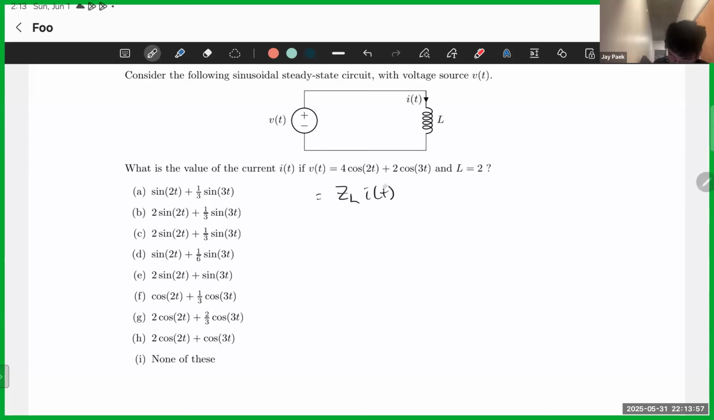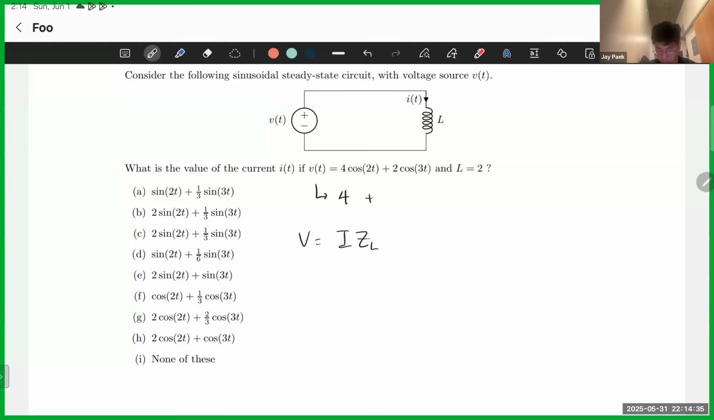Or more so like by, sorry. And let's convert the voltages. Let's convert the input signal into a phasor form. There's 4 cosine of 2t, so it's e to the jt. Sorry, just 4. I believe it's literally just 4. Yeah. And then this is 2.